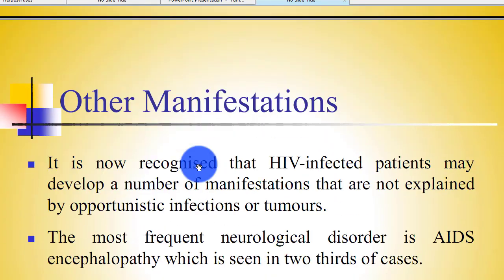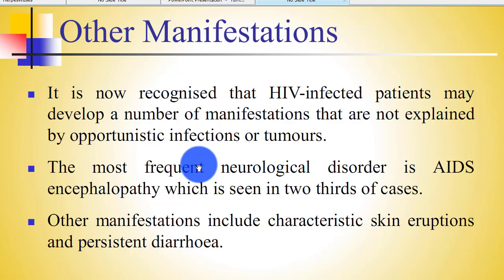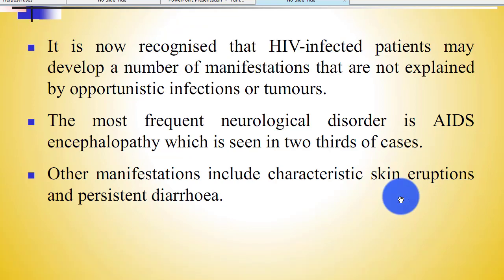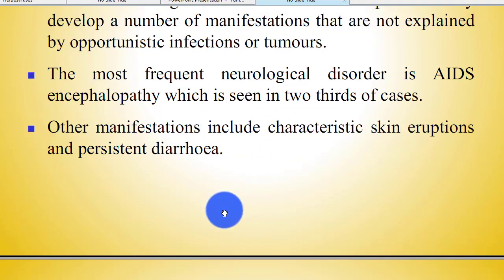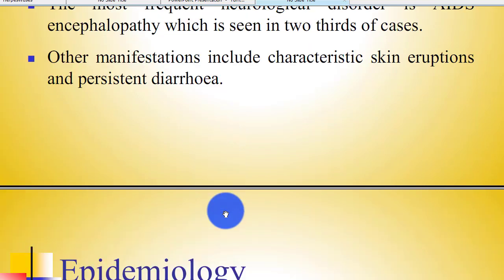Other manifestations. It is now recognized that HIV-infected patients may develop a number of manifestations that are not explained by opportunistic infection or tumor. The most frequent neurological disorder is AIDS encephalopathy, which is seen in two-thirds of the cases. Other manifestations include characteristic skin eruptions and persistent diarrhea.